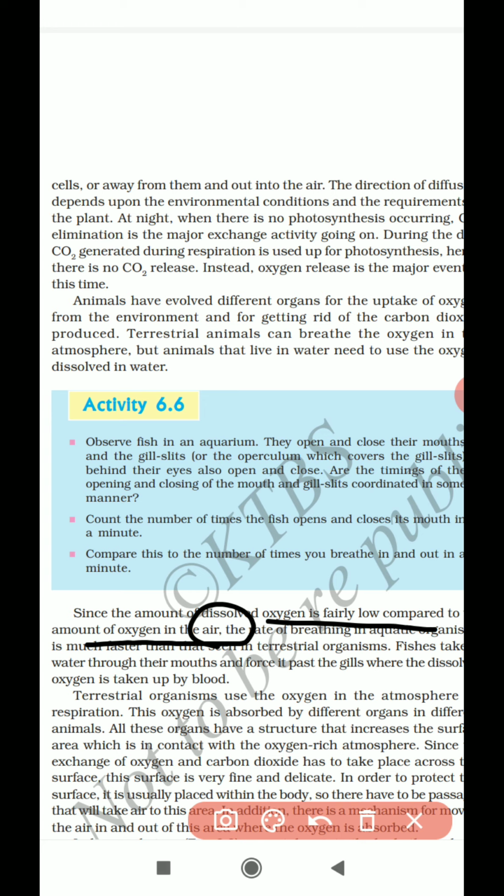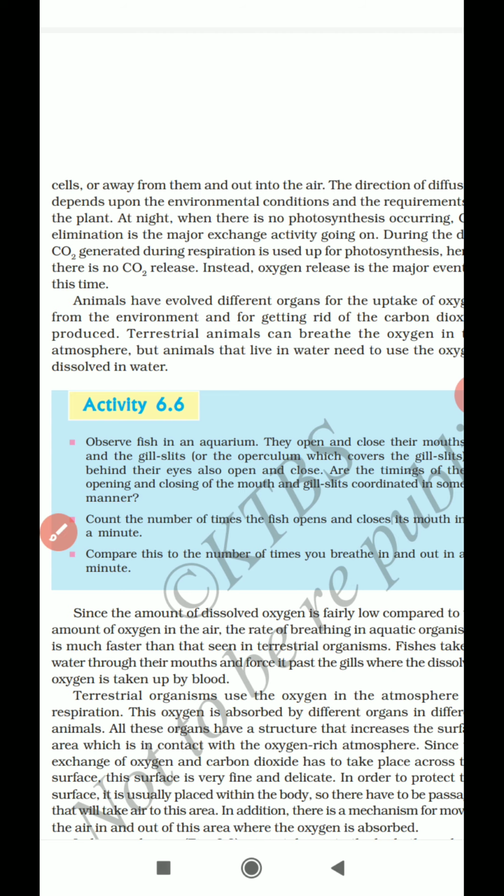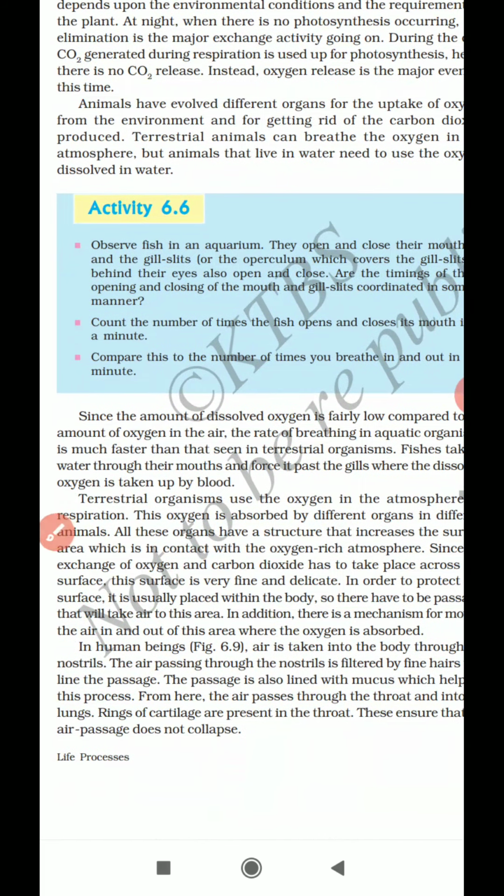Whereas for aquatic animals, the dissolved oxygen content is very low. So they have to breathe constantly. So the rate of breathing in aquatic animals is very fast compared to terrestrial organisms. So that is what we have learned from this.